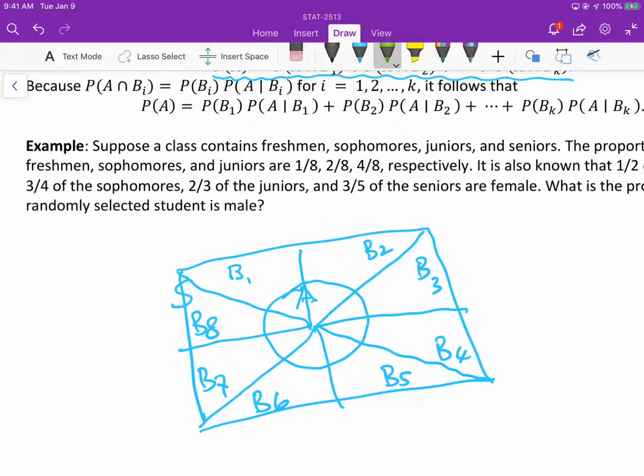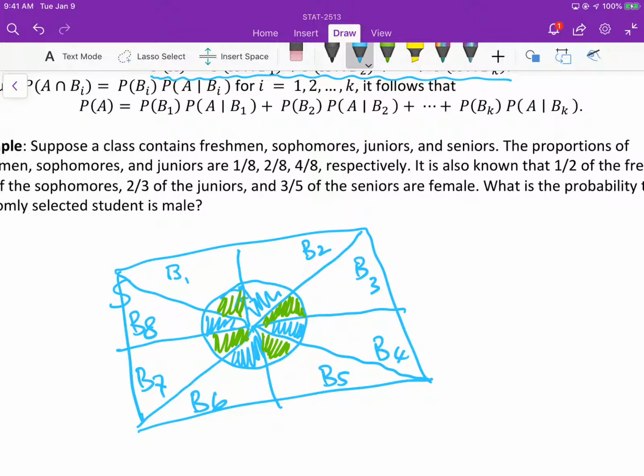In this case, if we want to calculate the probability of event A, you can see A is also sliced into different parts. Like this part, this is one, this is another one, another one, another one, another one, another one. In order to calculate the probability of A, it is enough to calculate the probability of each small slice and add them together.